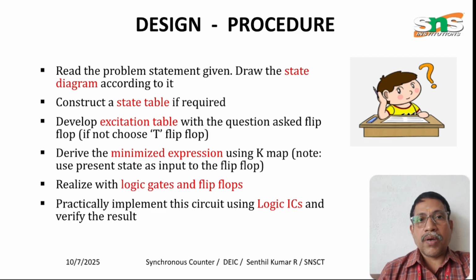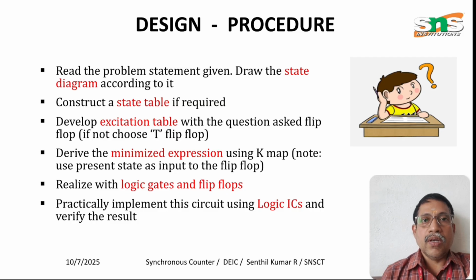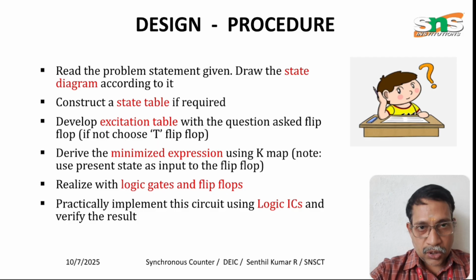The fourth step is, after the excitation table with the help of a T flip-flop, you have to minimize the expression using K-map. Since you have studied K-map in unit number 2 itself, you have to minimize the expression with the help of K-map. Then you have to realize the expressions with the flip-flops and logic gates. Hence, the logic circuit of a counter is established.